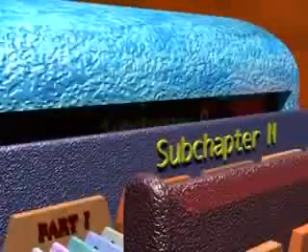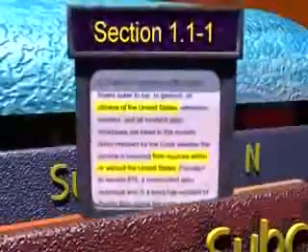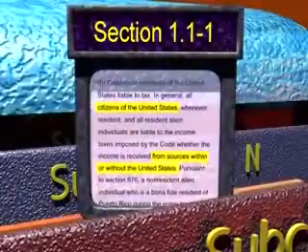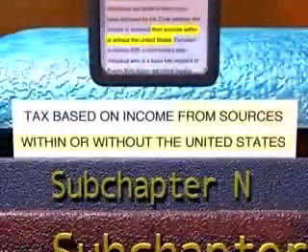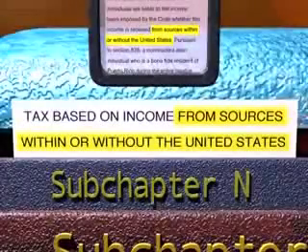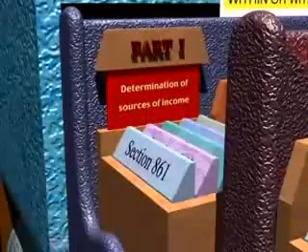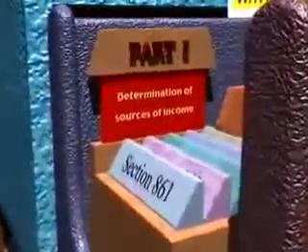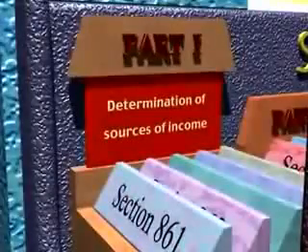Section 861 is the first section in subchapter N of the statutes. As we saw before, the regulations related to Section 1 say that U.S. citizens are taxed on income from sources within or without the United States. The title of subchapter N is Tax Based on Income from Sources Within or Without the United States. Part 1 of subchapter N, which includes Section 861, is titled Determination of Sources of Income. An interesting fact about this title will be discussed later.